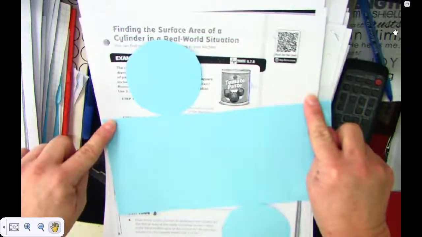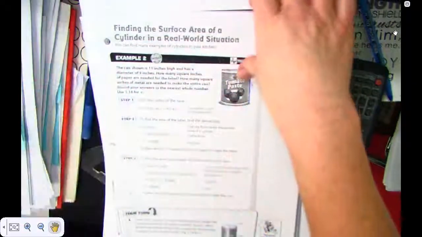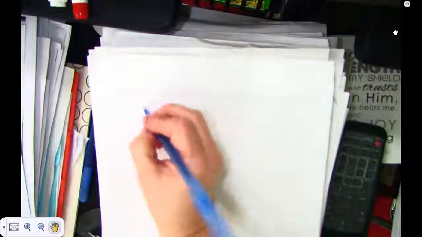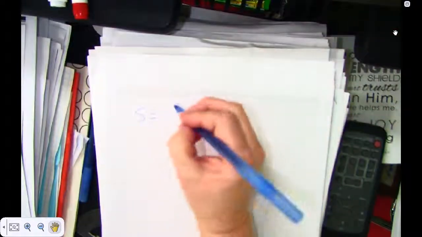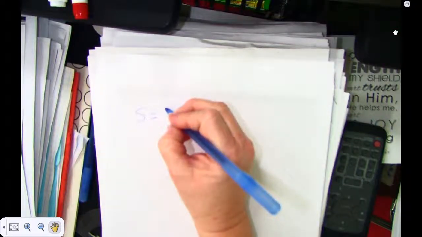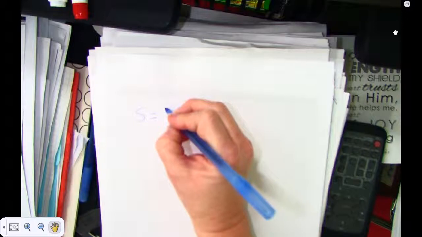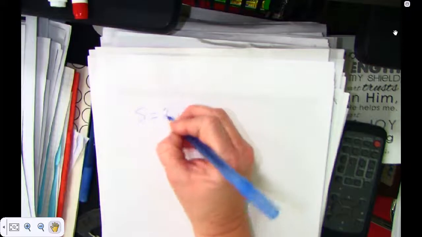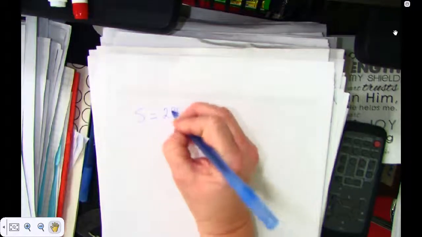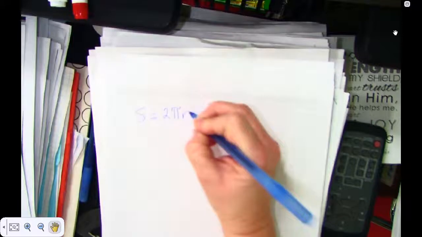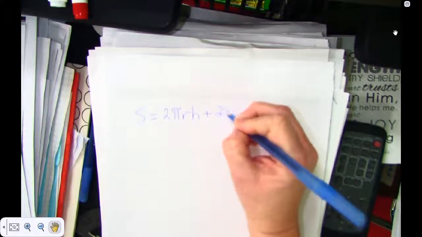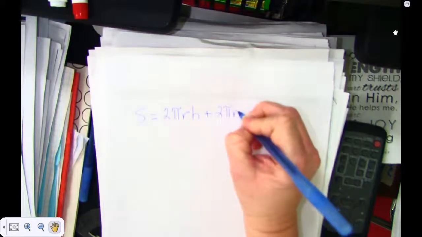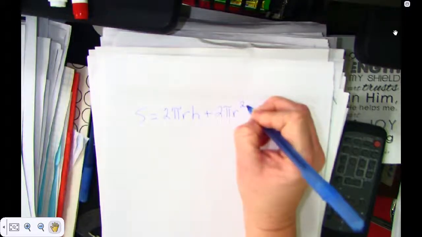So the formula, guys, when you're looking on your reference chart, everybody tell me, how do I get the total surface area of a cylinder? Let's all read it together. 2 times pi times radius times height plus 2 times pi times radius squared.